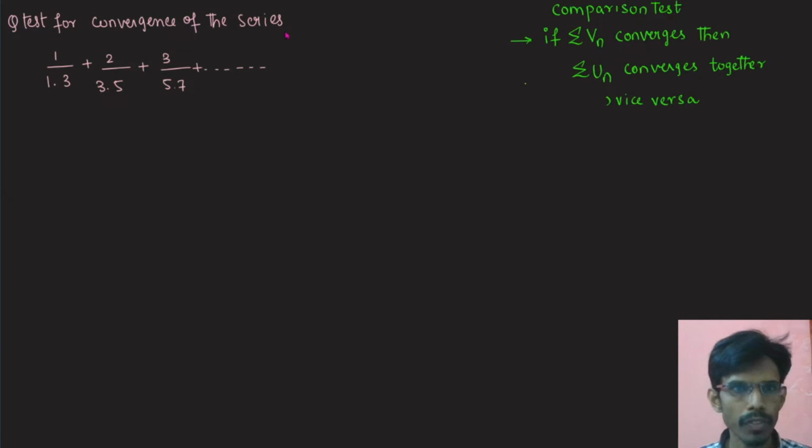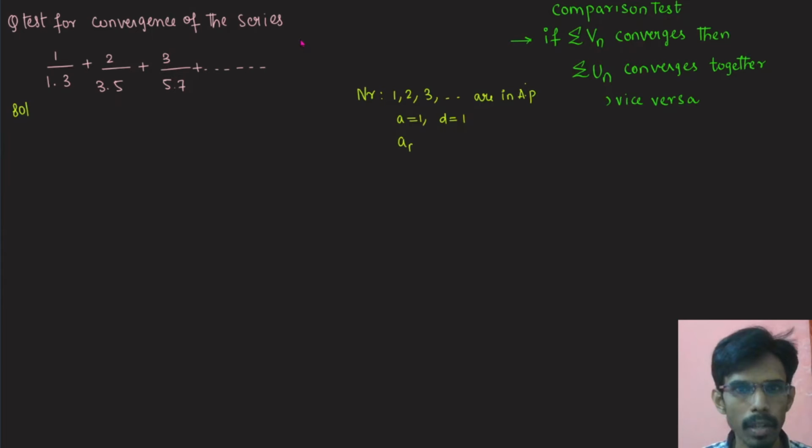Test for the convergence of the series 1 by 1.3 plus 2 by 3.5 plus 3 by 5.7 plus and so on. Now let us solve this question. Here in numerator we have 1, 2, 3 and so on. All these numbers are in arithmetic progression with first term as 1 and common difference d as 1, that is 2 minus 1 will be 1.